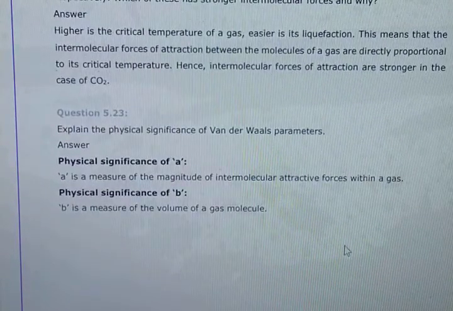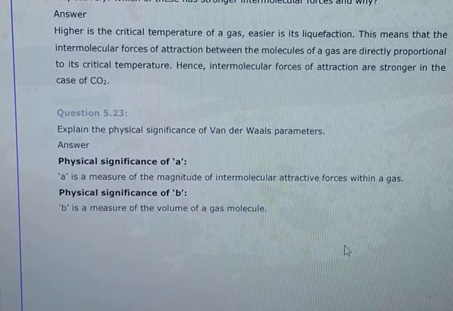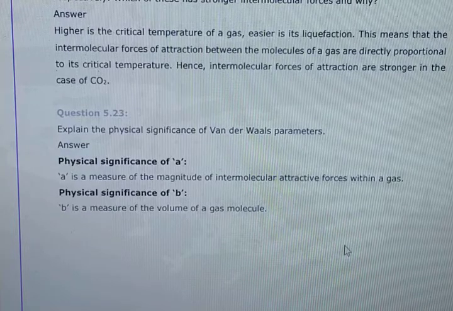So this was our chapter number 5 whole exercise solution. Hope all of you have written all the answers in your notebook. If you have any doubt, then drop your doubt in the comment box section.